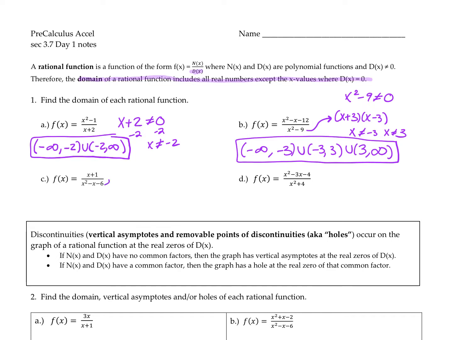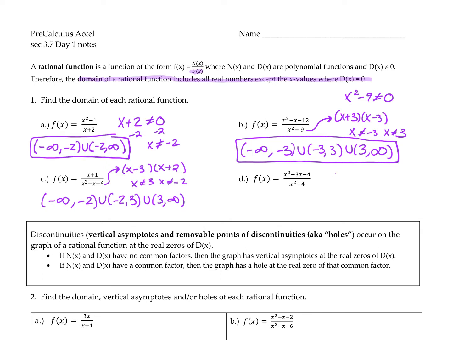C, I really do have to factor. So I need to think about two numbers that multiply to negative 6 and add to negative 1. So that's going to be negative 3 and positive 2. So that means x can't be 3 and x can't be negative 2. So when I go and write this domain, I'm going to have negative infinity to negative 2, union negative 2 to 3, union 3 to infinity.